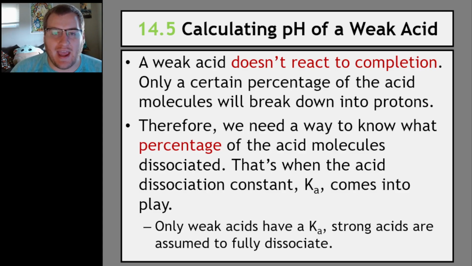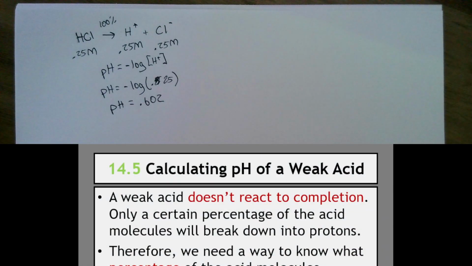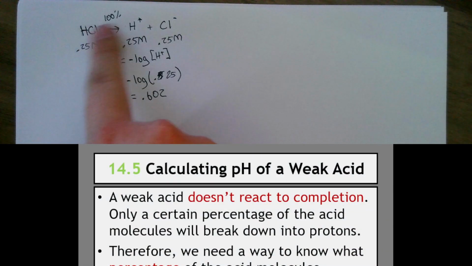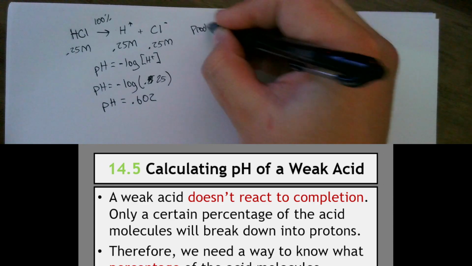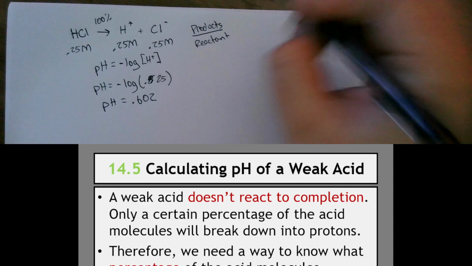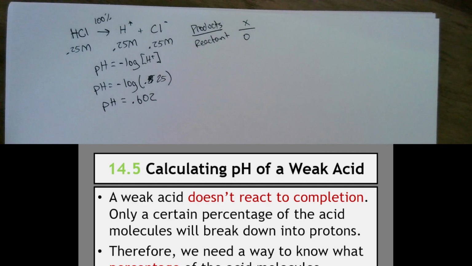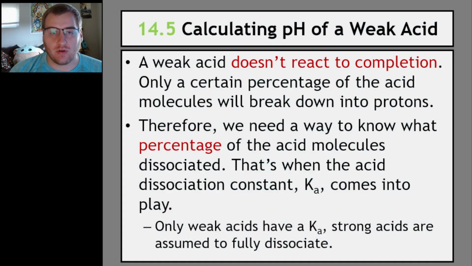Ka, just like K for equilibrium, is products over reactants. So in an example like the one we just did, if I have 100% products and no reactants, products over reactants would be some number over 0. Can't divide by 0. Okay? Because of that, strong acids don't actually have a Ka. So if I give you a problem, I give you the Ka of an acid, that means you know it's a weak acid.